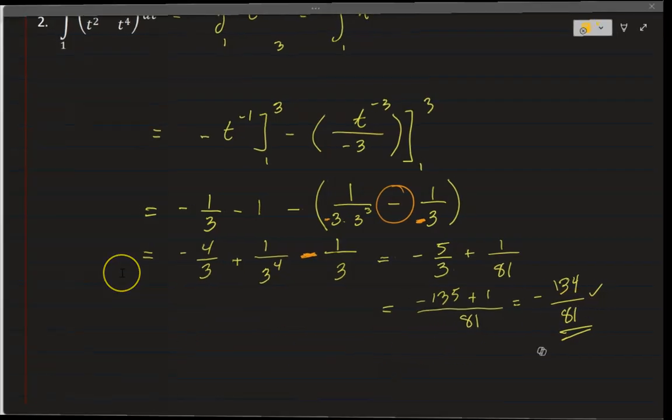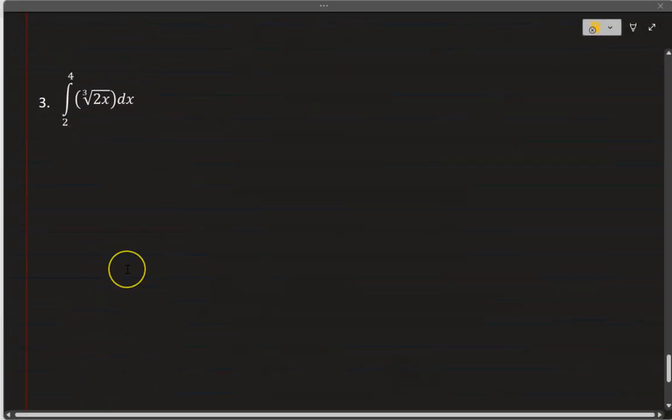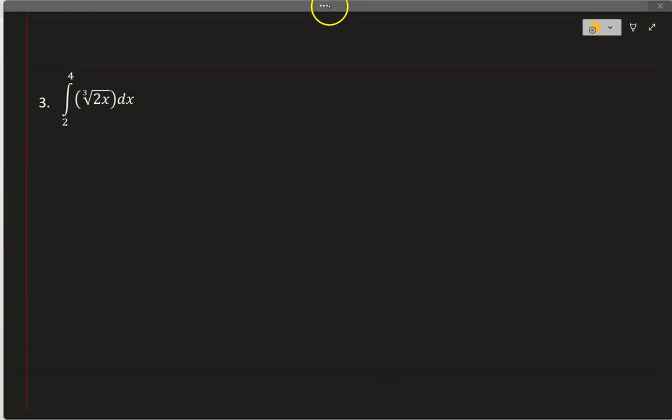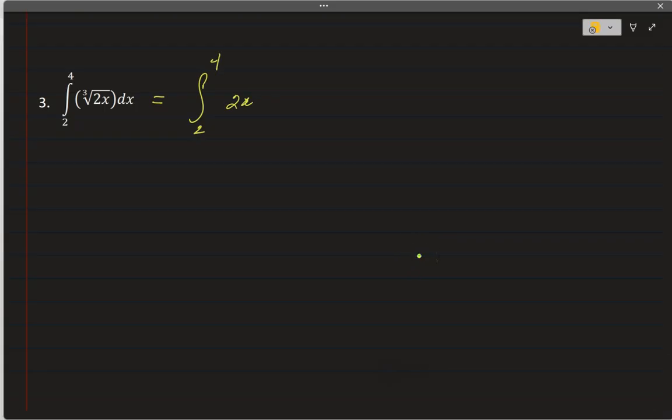Let's do the third one now. Okay, let's do the third one. Here it is. So we're going to change that to the power first, and then we're going to go ahead and solve. So changing it to the exponential form first, this is 2 to 4, and this would be 2x to the power of 1/3, because that's how you change the radical to the exponential, dx. Okay, and now we're going to do the math on that.